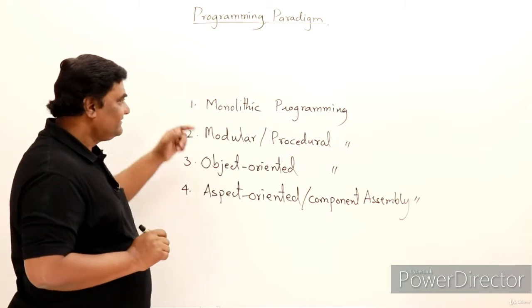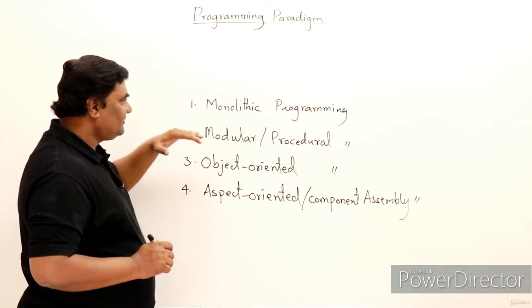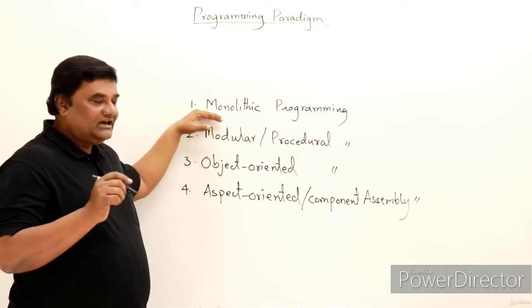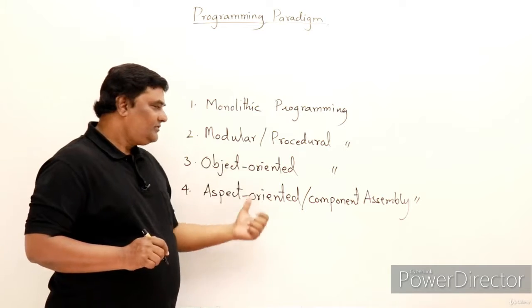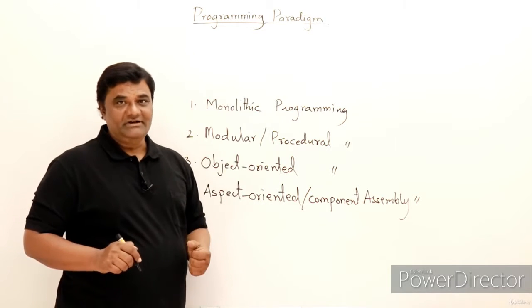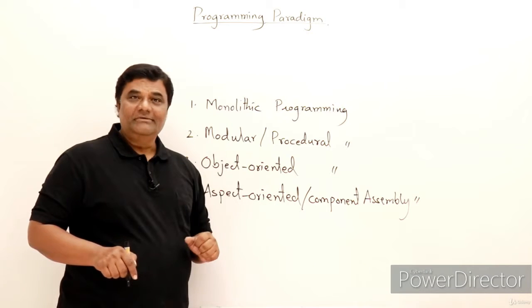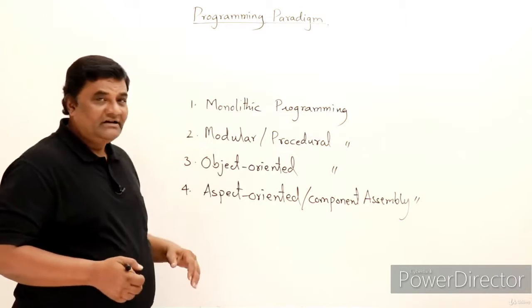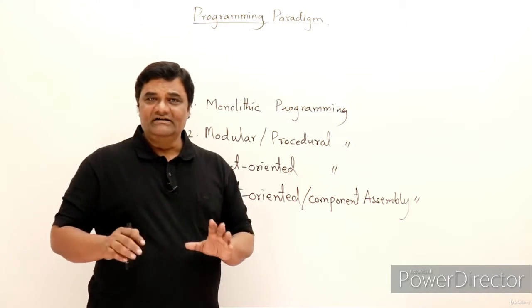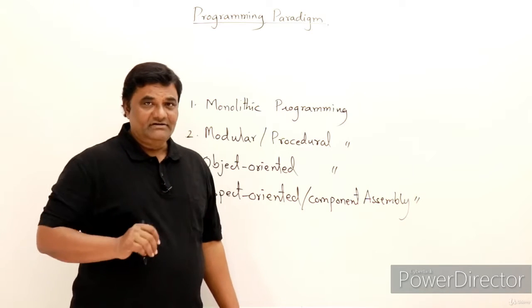Let us understand this. These are the types of paradigms I am going to discuss. First one is monolithic programming, then modular or procedural programming, then object-oriented, then aspect-oriented programming. Right now, today, we are following the aspect-oriented approach, and in the beginning, it was monolithic. How the changes have occurred and what the differences are between them, we will study one by one.